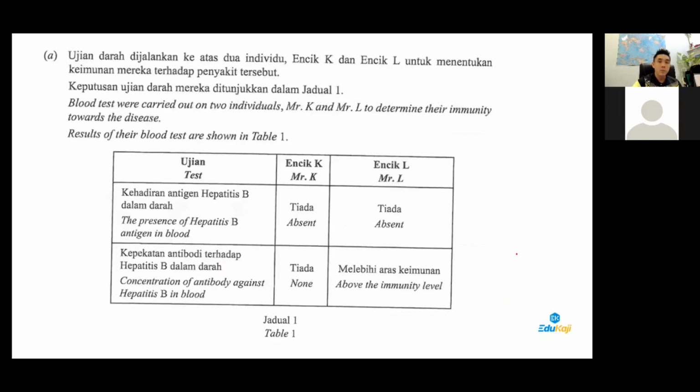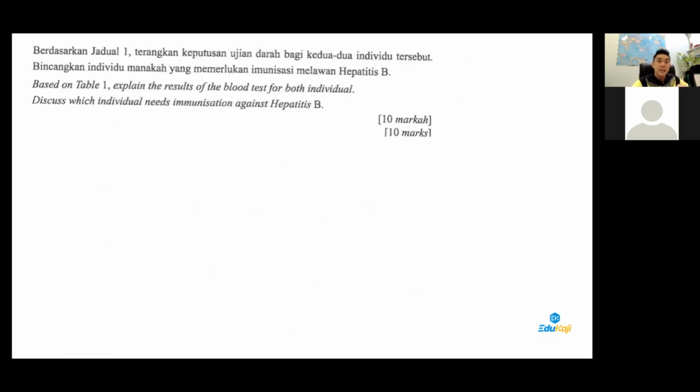So this would be the blood test. Mr. K doesn't have antigen hepatitis B. Then the same goes to Mr. L. Now, Mr. K does not have antibody for hepatitis B, but L got, guys, L got. So let's look at the discussion.